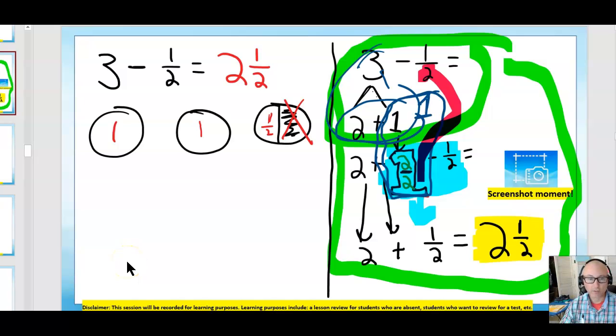All right, Panthers. This math maniac mindset, right? Math maniac. West side, east side, south side, north side? No, math side. Panthers.